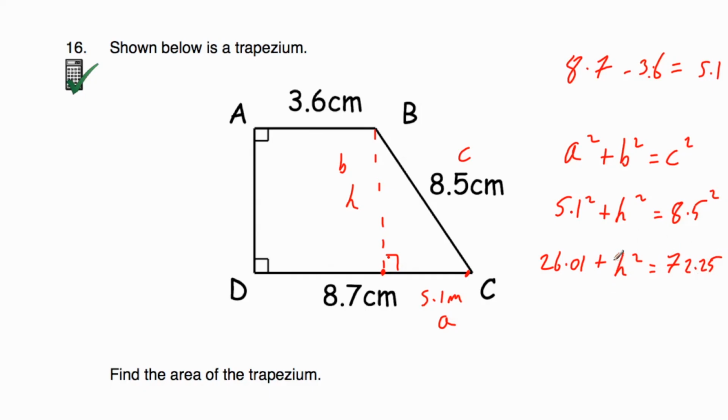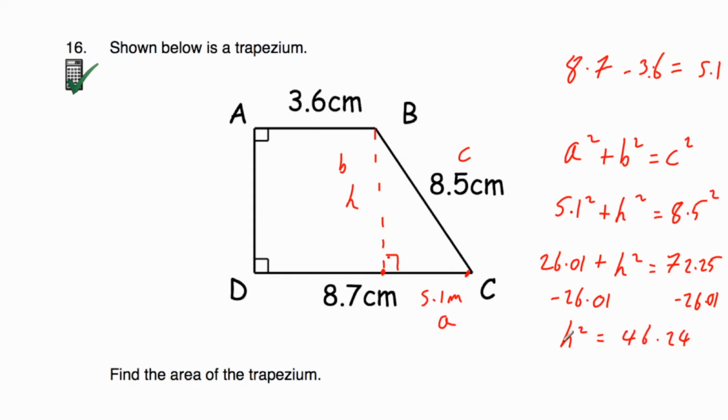So we want to find out what h is. We want to get rid of this 26.01 and we want to get rid of this squared. So let's take away 26.01 from both sides. Taking away 26.01 from both sides leaves us with, on the left hand side, h squared. And on the right hand side, 72.25 take away 26.01 leaves us with 46.24. So we now know what h squared is.